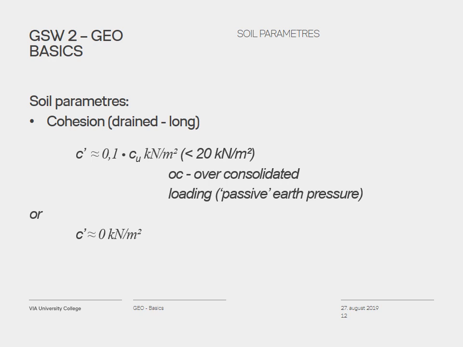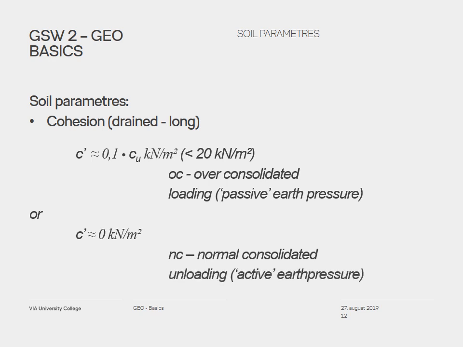C prime is also very often just determined to be 0. That's for normally consolidated soils, or in situations where you're unloading the soil. During the semester, we'll talk more about when you can determine C prime as 0, or when it's okay to use C prime's actual value.